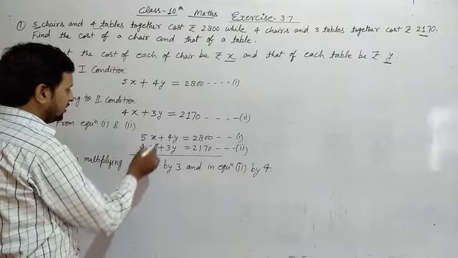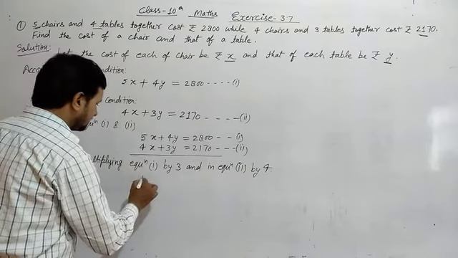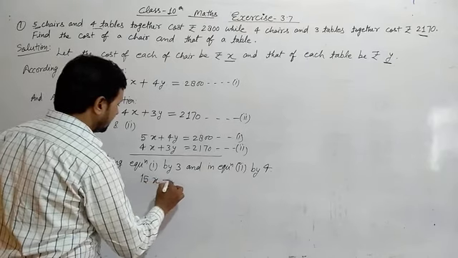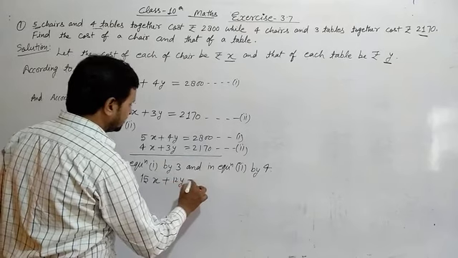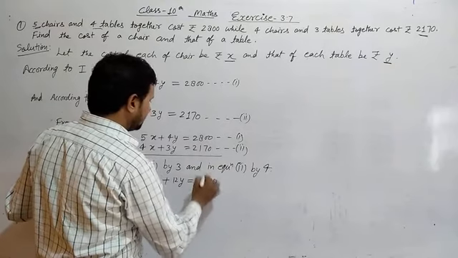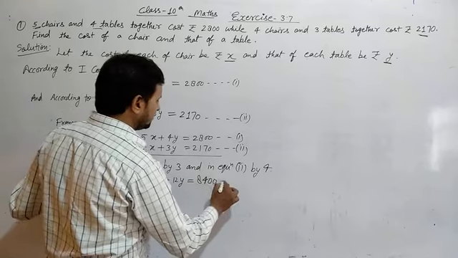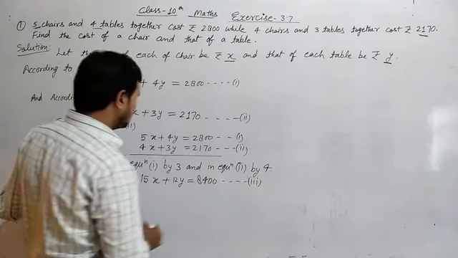So we solve here. First of all, in equation first we have to multiply by 3. 3 5 is 15. Here we get 15x plus 3 4 is 12y is equal to 3 0 0 0, 3 8 is 24, carry on to 3 to the 6 to 8, so 8400. It's right. This was our equation number 3. Clear?